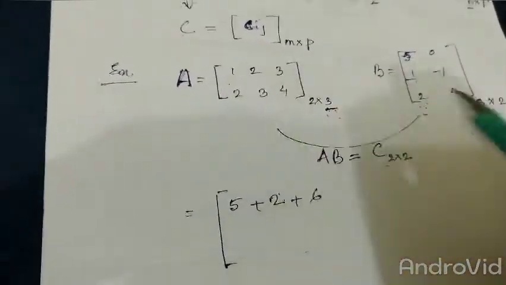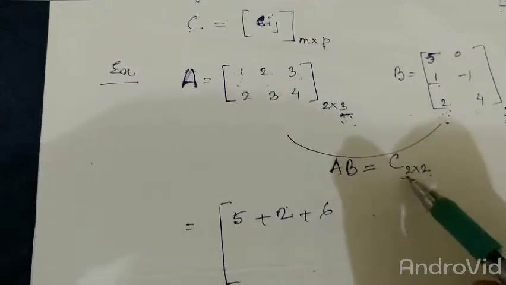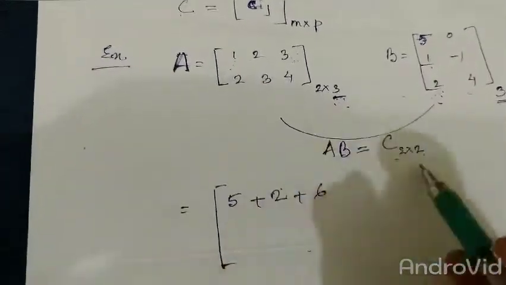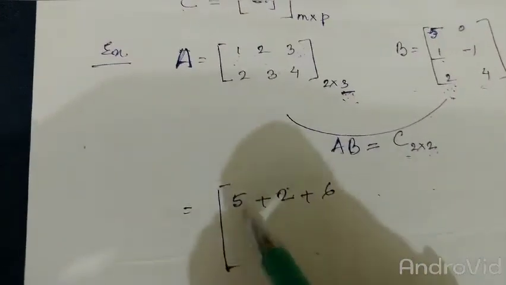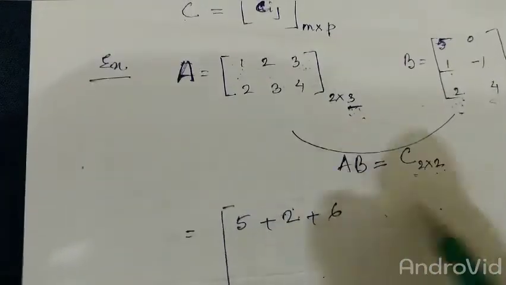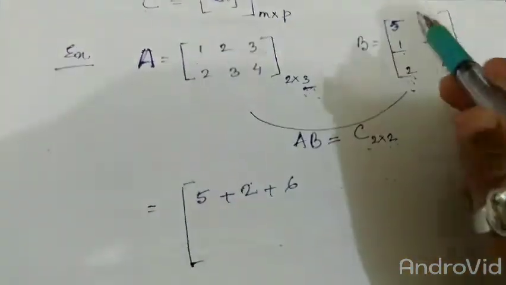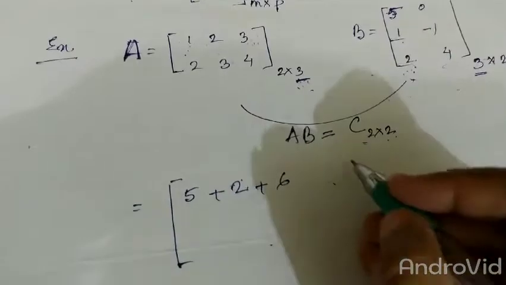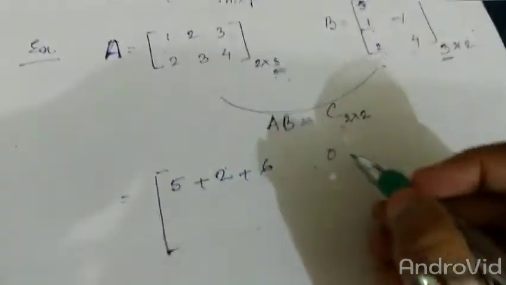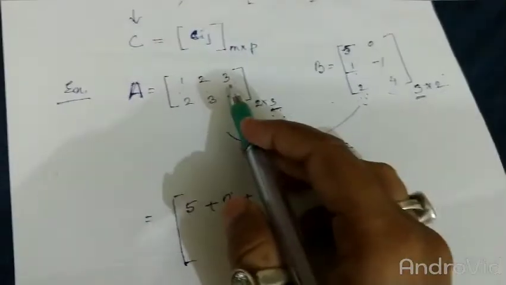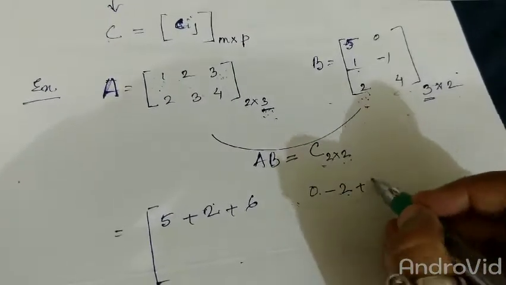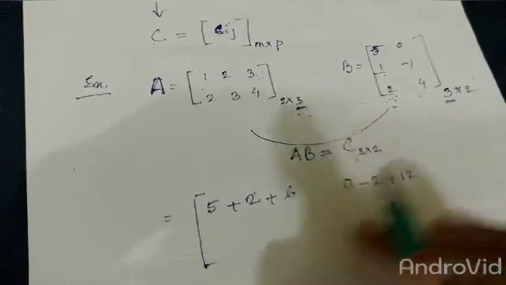Now to get the second element of the product matrix, because it will be a 2 by 2 matrix, that means it will have 2 rows and 2 columns. To get the second element, we have to multiply the first row with the second column. 1 into 0 is 0. 2 into minus 1, minus 2. 3 into 4, 12. Now we get the second element of the product matrix.